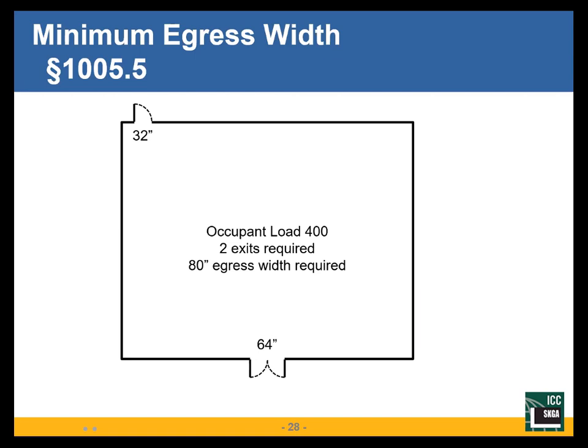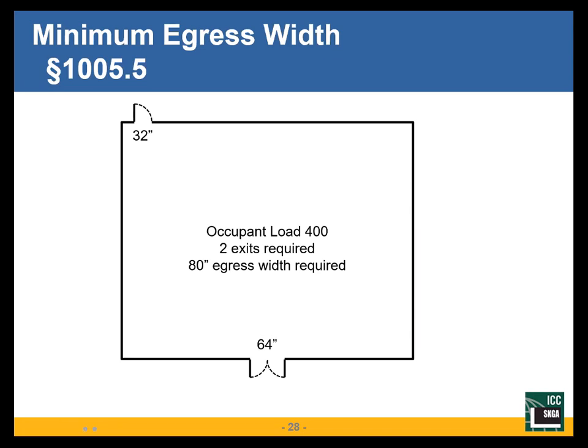Let's look at this building. Occupant load of 400. I'm below 500. 2 exits required. And there are many buildings designed like this. Here's my main entrance, set of double doors. Here's my stock entrance, exit, whatever it may be, out the other end. 2 exits required below 500.